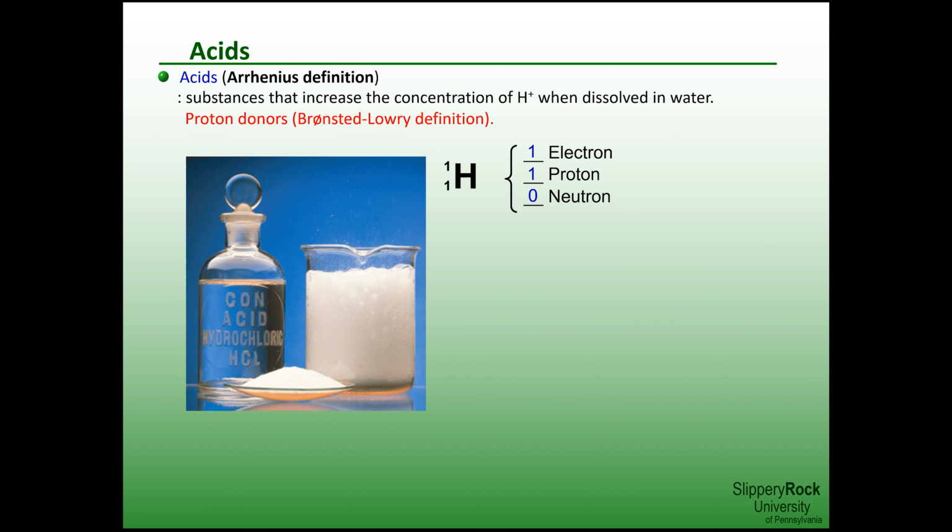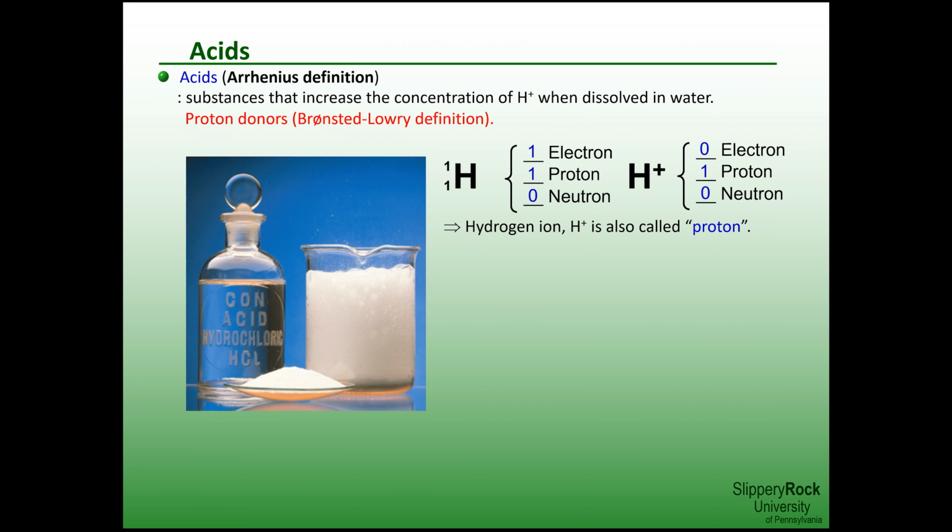Now, consider the H+ ion. The hydrogen ion has a positive 1 charge because it has lost its only electron. Fill the blanks for the hydrogen ion. It has 0 electrons, 1 proton, and 0 neutrons. Because the H+ ion consists of only 1 proton, it is often simply called a proton. From this point on, we will refer to the H+ ion as a proton.